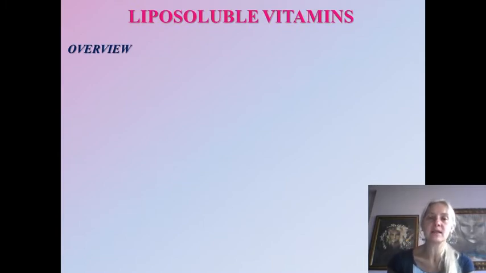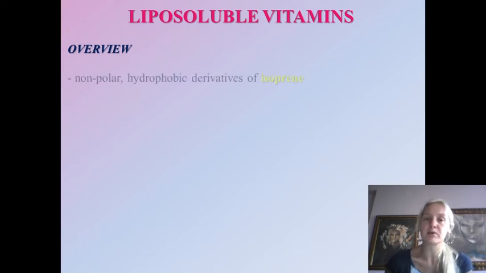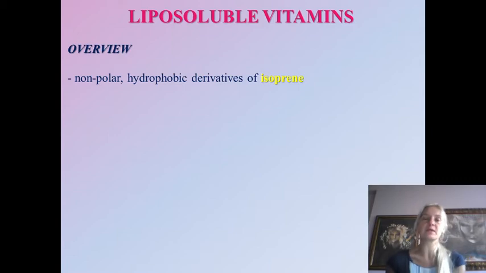So we can say that liposoluble vitamins are definitely non-polar molecules, which are all of them hydrophobic derivatives of the isoprene molecule or isoprene unit. So we can consider vitamins as polymers of isoprenoid units, like we had a similar situation with the molecule of cholesterol when we discussed lipid molecules. Cholesterol is also a polymer of isoprene units, and liposoluble vitamins are of similar structure.